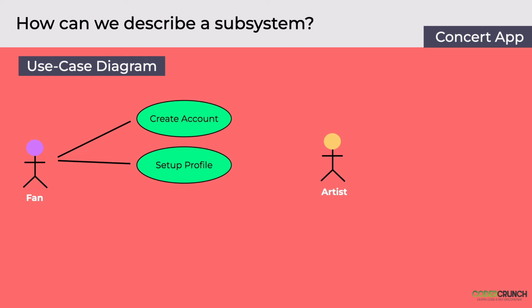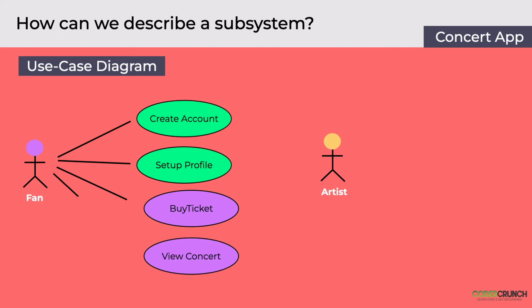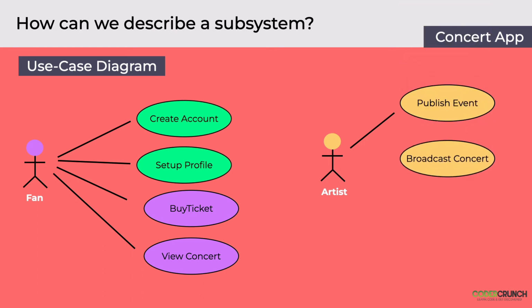Buy tickets. The fan can purchase tickets for their favorite events using their credit card or debit card once they have created an account. View concert. The fan can attend the event live or in person and be part of the show. Likewise, let's see what are the different operations the artist can perform. An artist can publish the event, provide all the details about the event, its location, its timing, some teaser videos, and even specify a ticket fee. Broadcast the concert. An artist can start broadcasting the live event to their fans so that they can interact and watch the show.